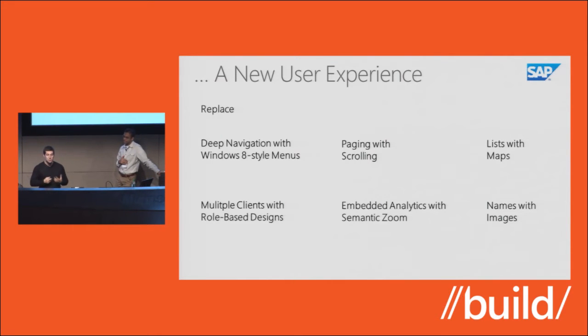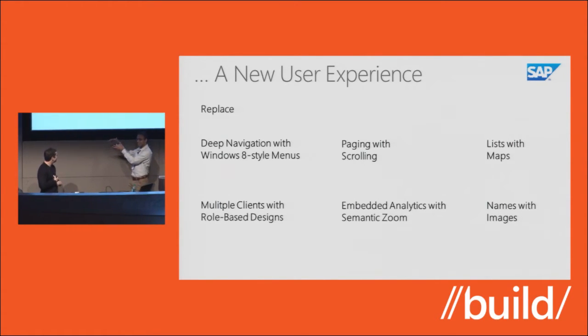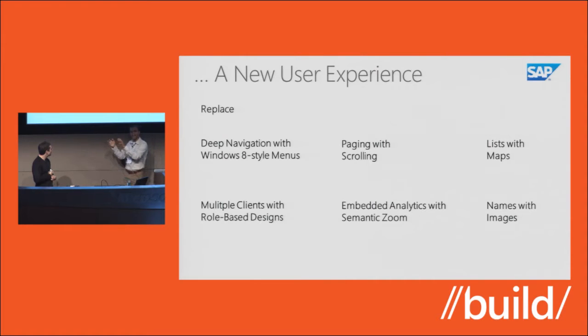We've replaced lists with maps. We've brought information from multiple clients and multiple backends into single clients for specific roles, so apps for HR and for sales. This is the one I get really psyched about: embedded analytics with semantic zoom. You talked about the data-centric behavior and the analytics, and I really want to show you how they have combined this together with a simple tap.